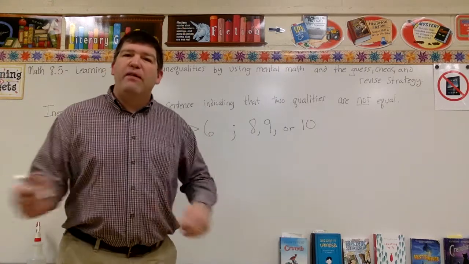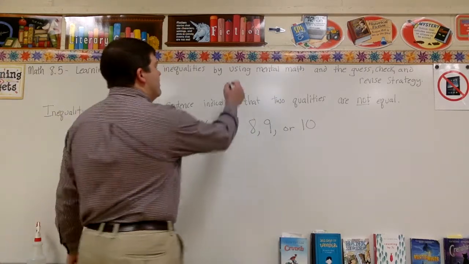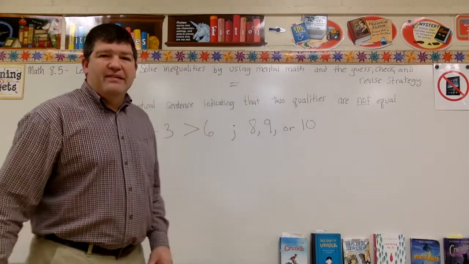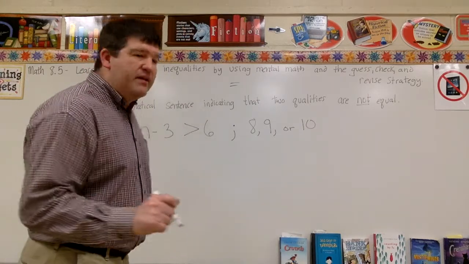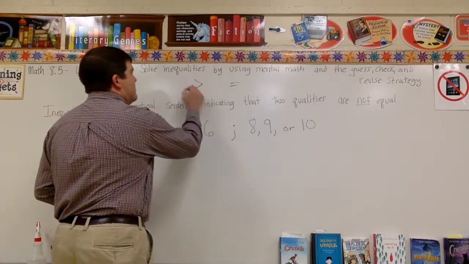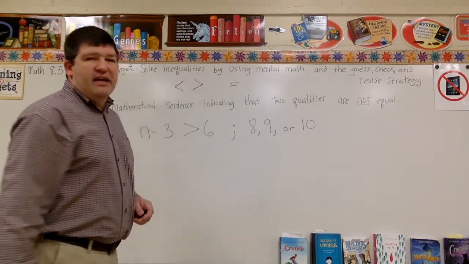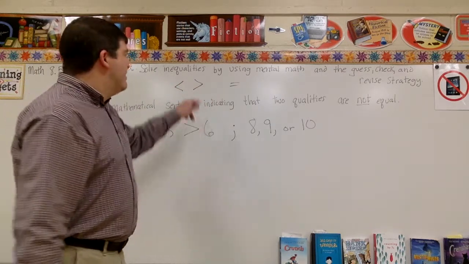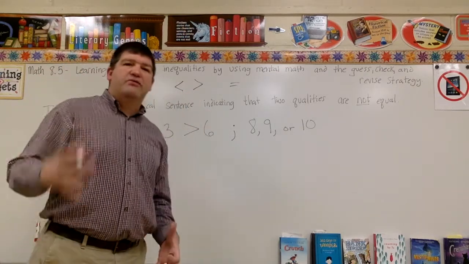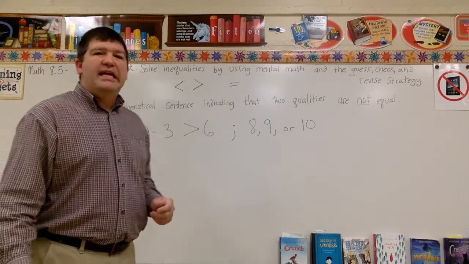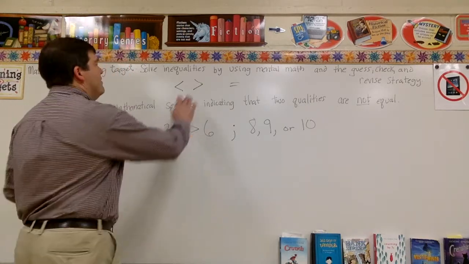Okay? If you have an equality, you're going to see something that has the equal sign. When you have an inequality, you're going to have something that shows the less than or greater than sign. This shows you have an inequality. Something is less than something else, or something is greater than something else. Inequality, not equal. Okay?